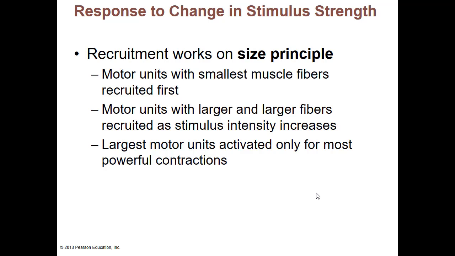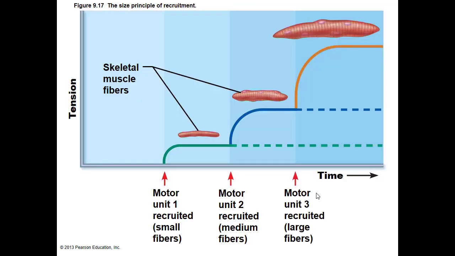Then, as you strengthen the intensity of the electrical impulse, you'll start to activate the larger fibers. So only the largest motor units are activated for the most powerful contractions. If you can do what you need to do with just activating the smallest, we go with that. So the smallest fiber is activated first, and then eventually the largest.